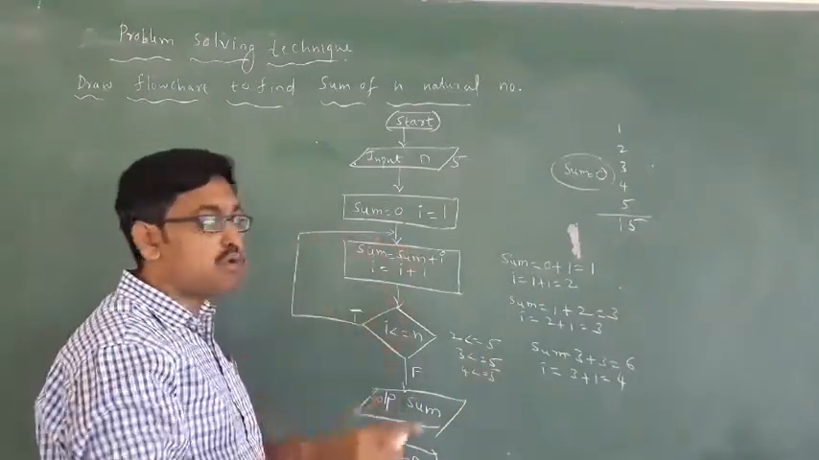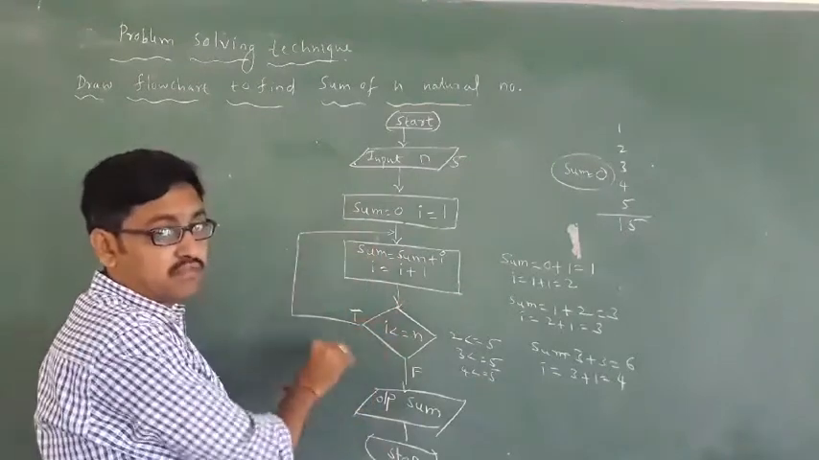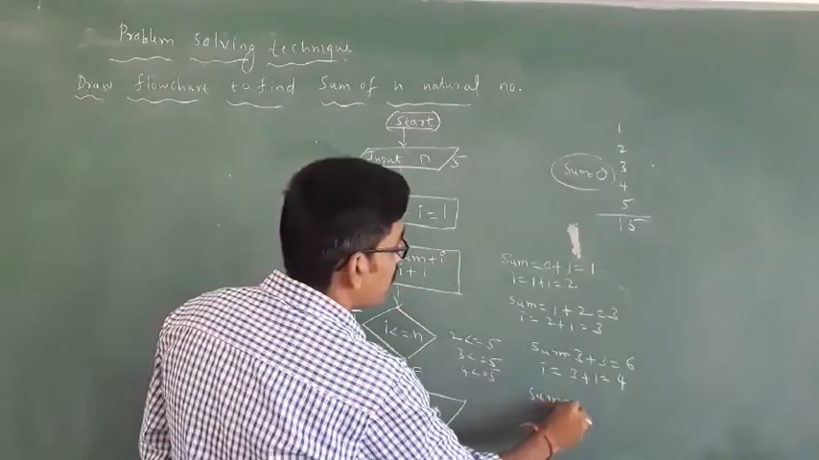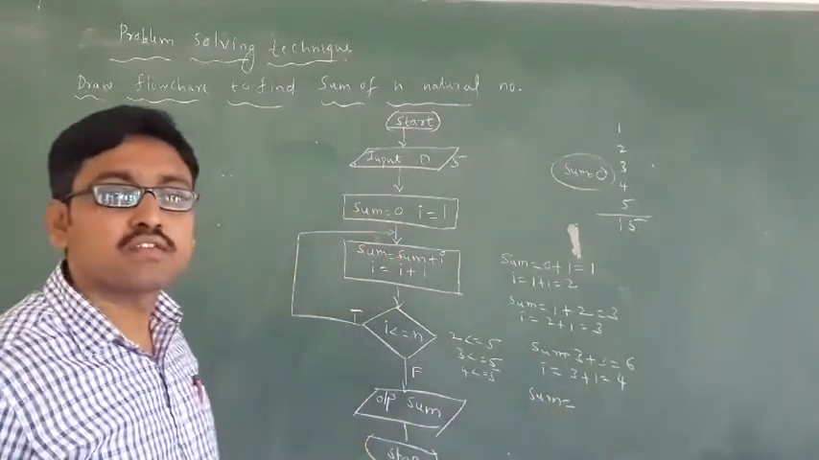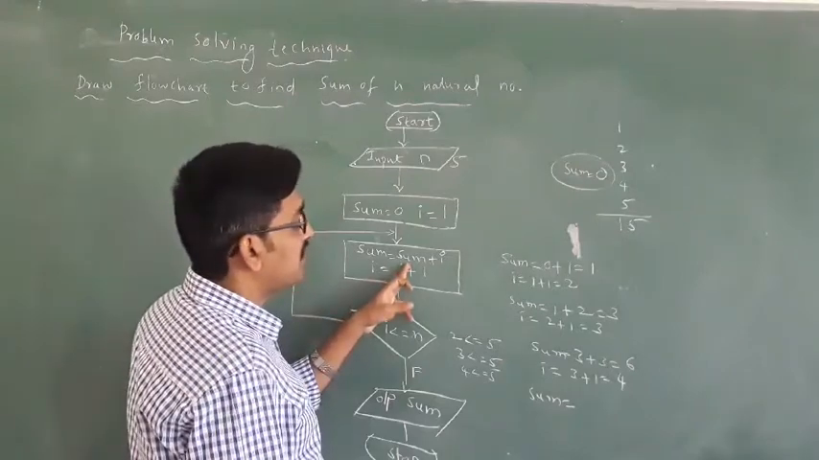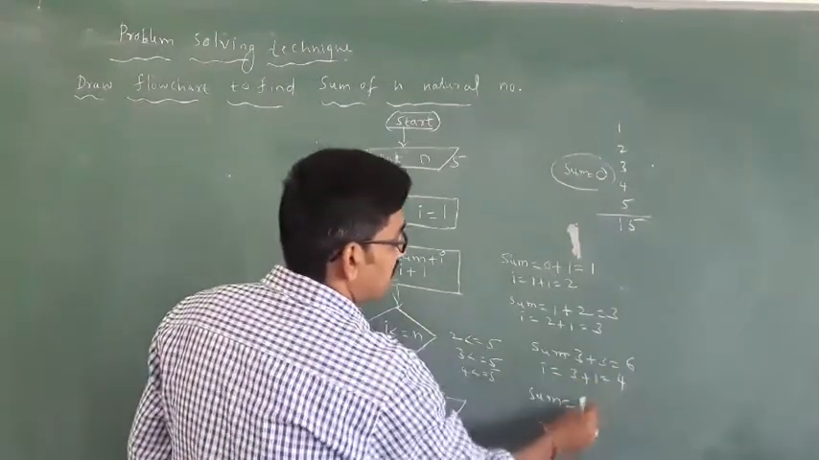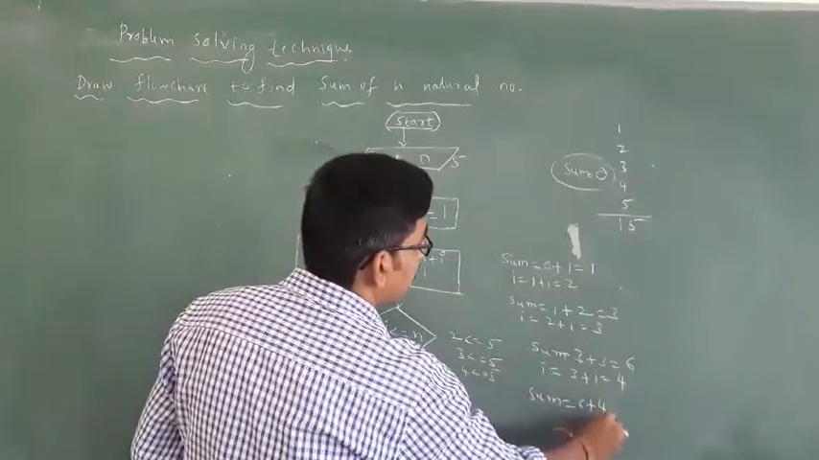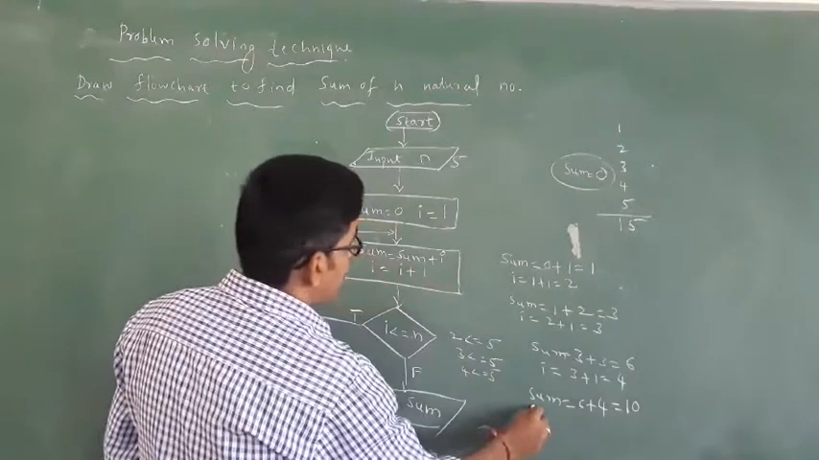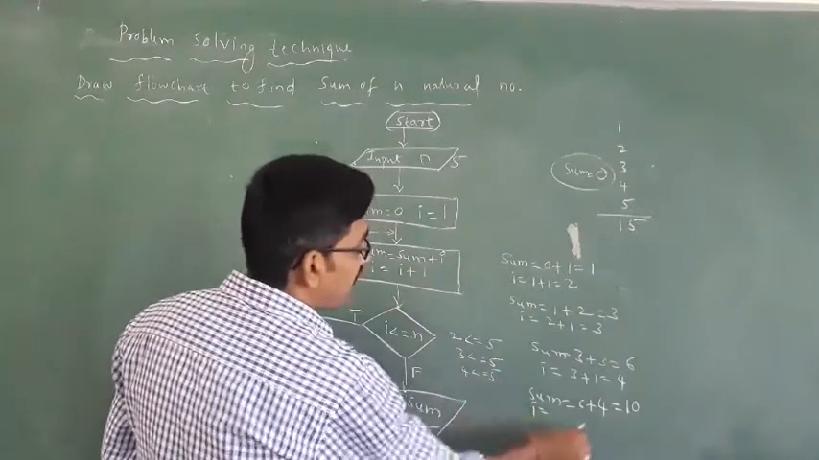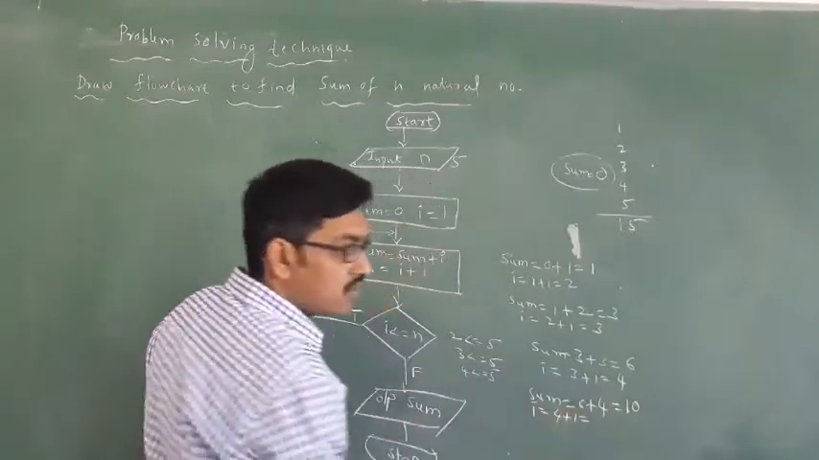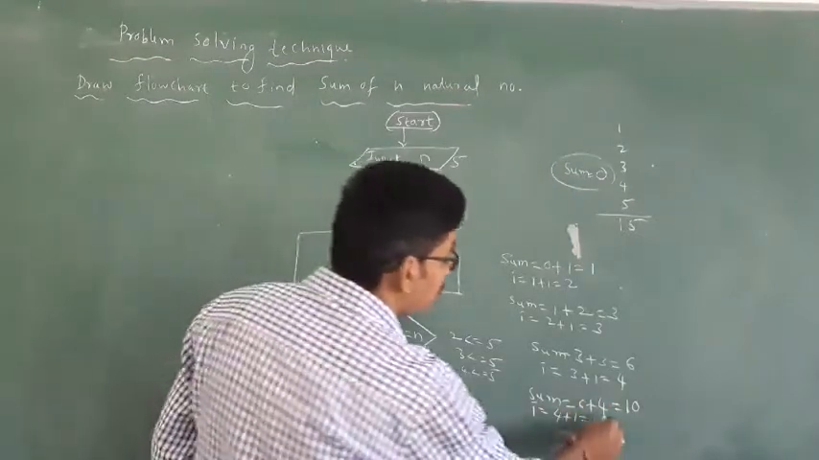See, until the condition is true, it will be repeated 5 times. Next time, sum equal to sum plus I. Sum is now 6, plus I, which is 4, equal to 10. Then I equal to I plus 1. Here I is 4, so 4 plus 1 equal to 5.